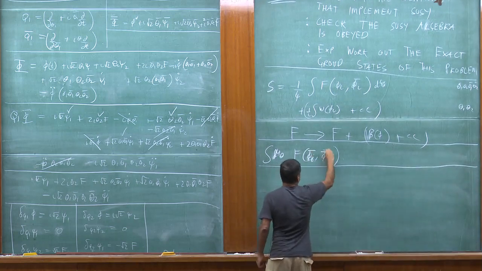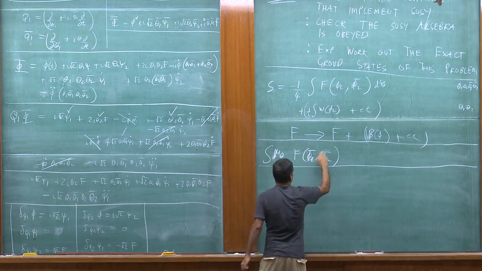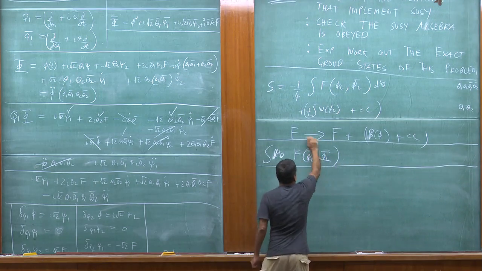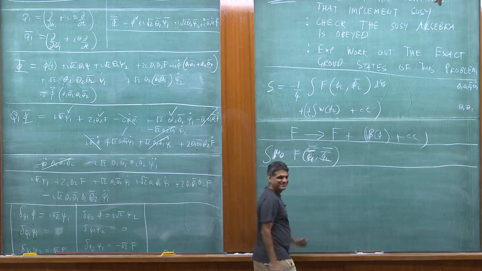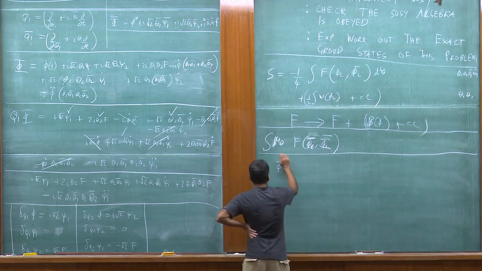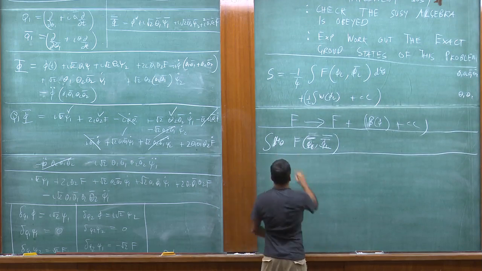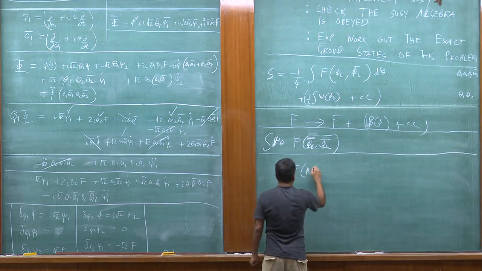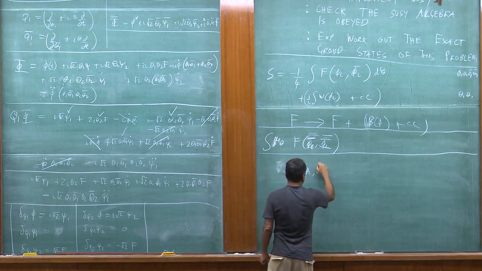So these are all superfields, phi I and phi I bar. Okay, so let's see. Suppose we take the first term in this expansion. It is clearly going to be just f of phi I and phi I bar.